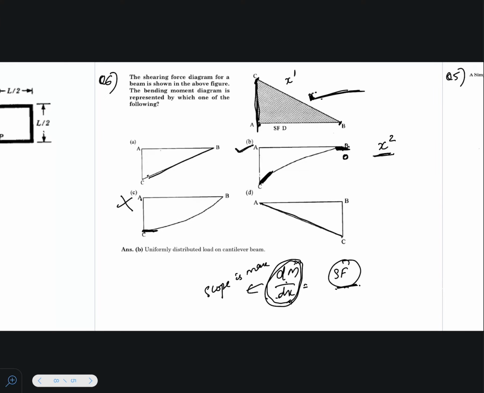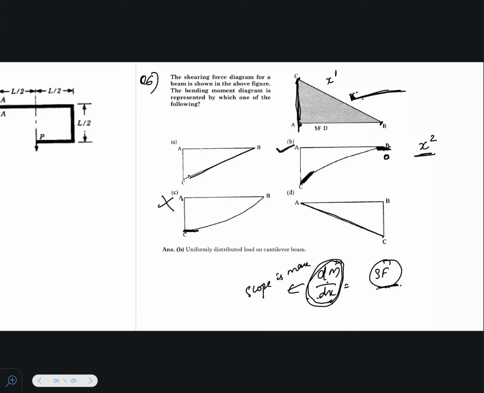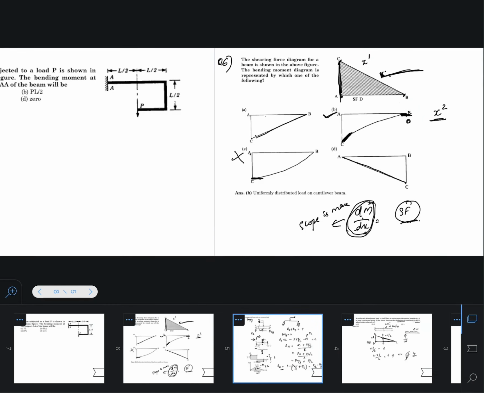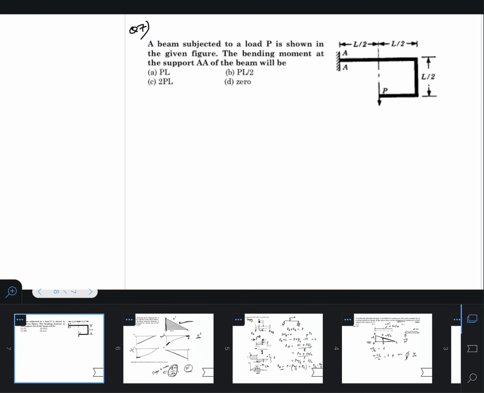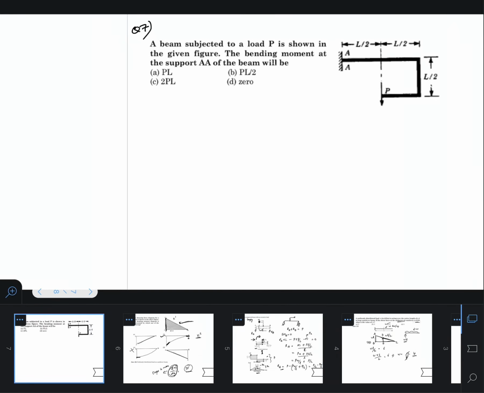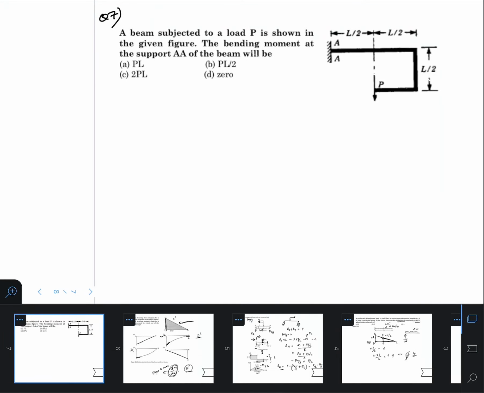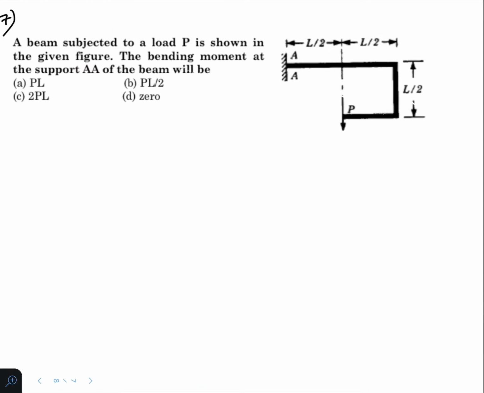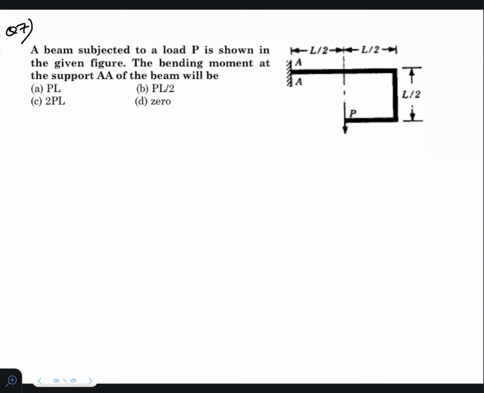Now the next one. This is our next question. The beam is subjected to load P as shown in the given figure. The bending moment at support A of the beam will be. We'll have to find out the bending moment at this point.